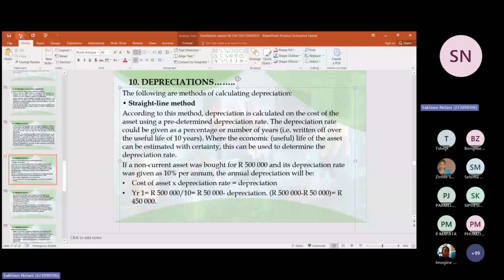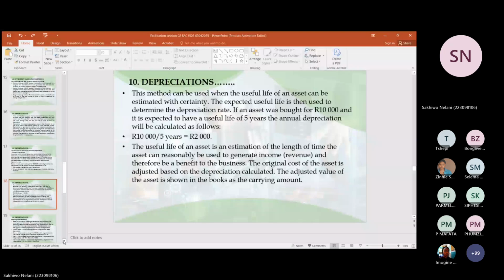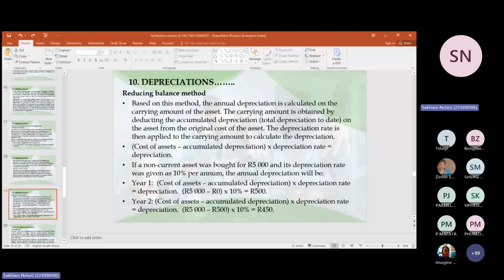So we call this one the straight line method. Let us look at the second option. Let us use this one, but keep in mind the previous example.